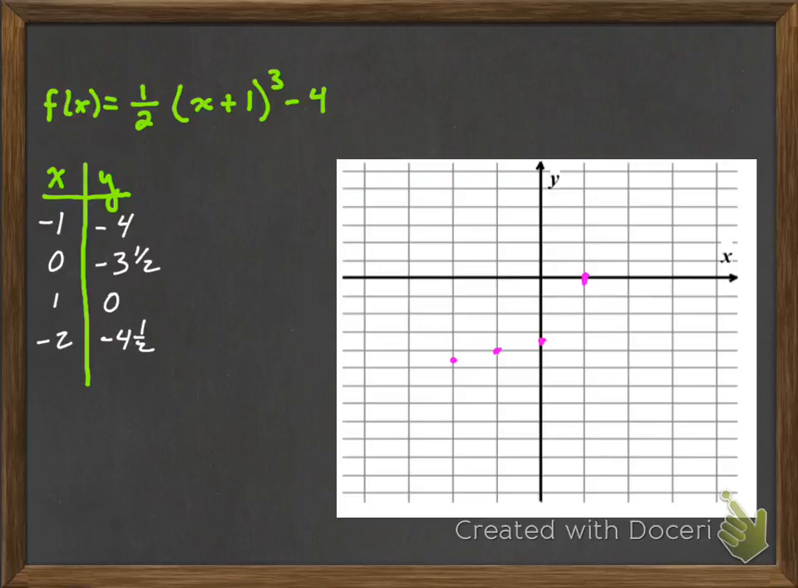All right, so now let's use negative 3. When you plug it in, negative 3 plus 1 is negative 2, cubed is negative 8, times a half is negative 4, minus 4 is going to give us negative 8. So negative 4, 1, 2, 3, 4, 5, 6, 7, 8. And that gives us a sketch of our graph that looks like this.